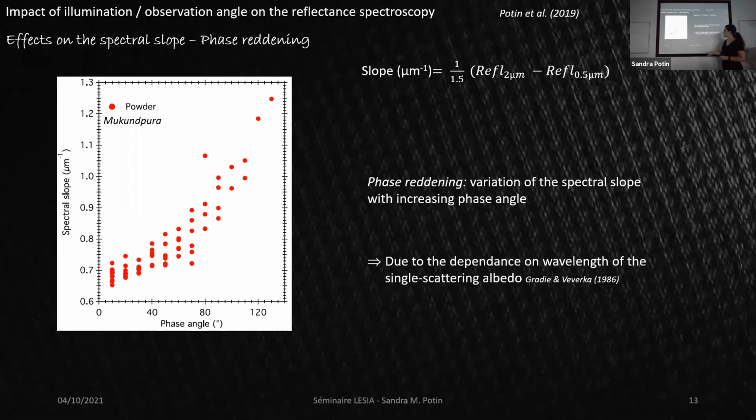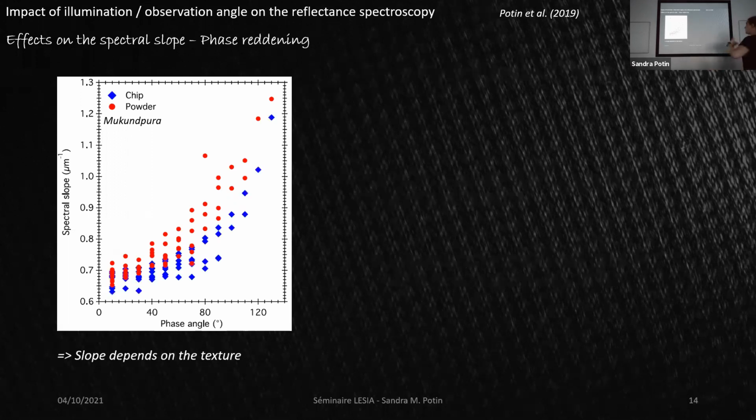This effect is known on every surface, but each of the surfaces will have a different behavior with increasing phase angle. These are taken on Murchison, on the powder, and if we look at the effect of the chip, we also have an effect of the texture on the spectroscopy. You can see that the chip has a spectral slope that is lower than the powder. So again, we can discriminate the texture with regard to the spectroscopy.